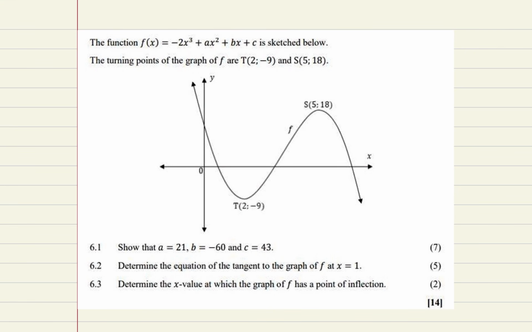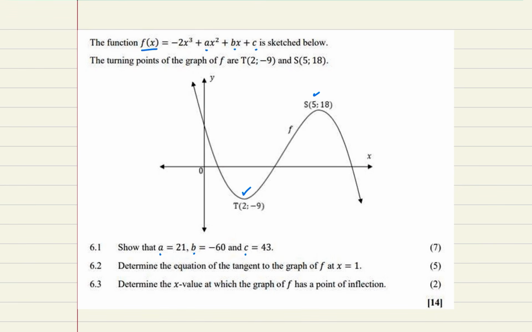Number 1, we are given the function f of x. It has the unknowns a, b and c, but you are given 2 turning points. They said to us, show that a equals, b equals and c equals. So what is the first step here?